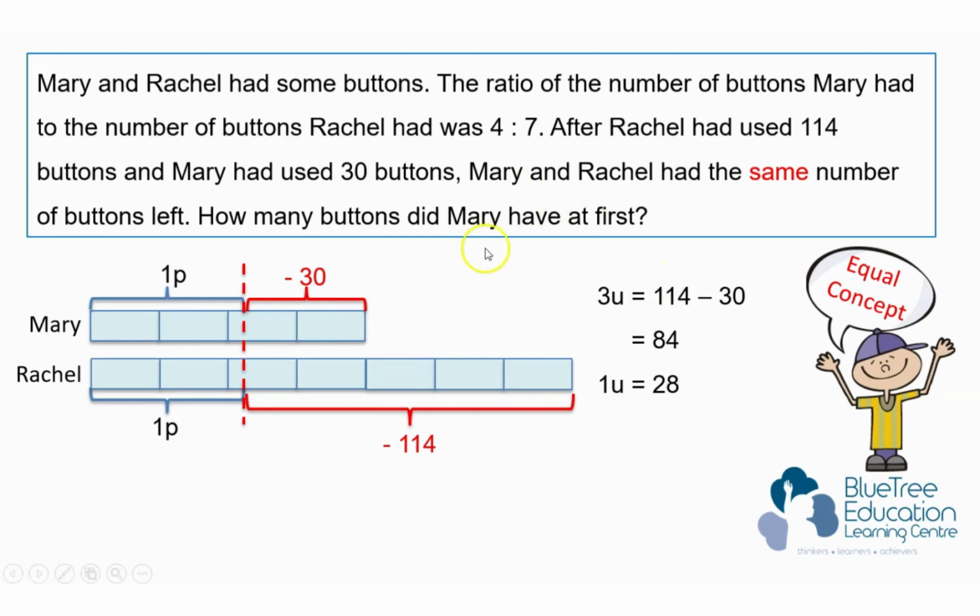So we need to find Mary's number of buttons right at the beginning. 1, 2, 3, 4. There are 4 units here, so we'll take 28 times 4. That gives us the answer 112. So model drawing can be quite easy for questions like this. However, model drawing has its limitations. Some questions are quite easy with models, but there are some questions that could be quite complex. So it'd be good to learn various methods, the model approach, followed by the tic-tac-toe, the ratio kind of presentation.